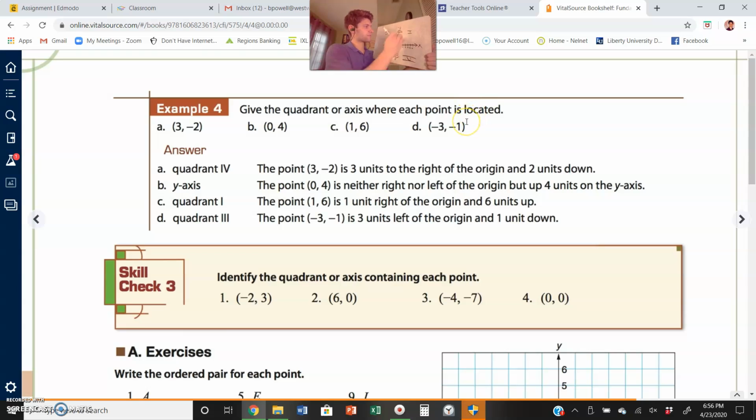And then letter D, we have -3, -1. So let's go over to -3. We go down to -1. It is in the third quadrant. So that's your only answers.